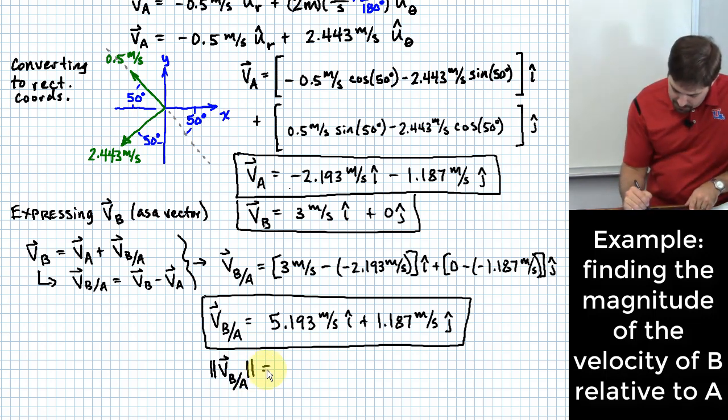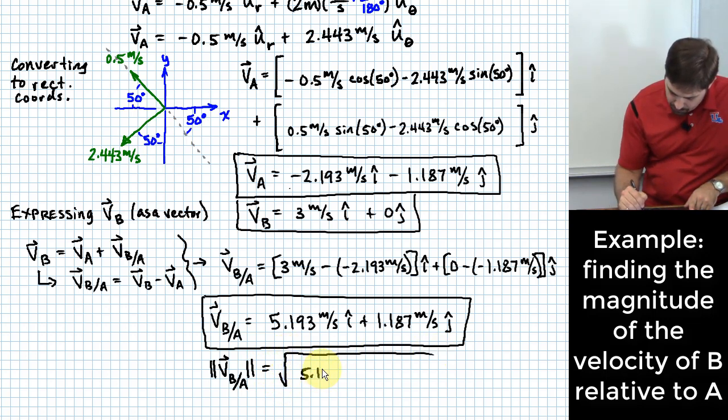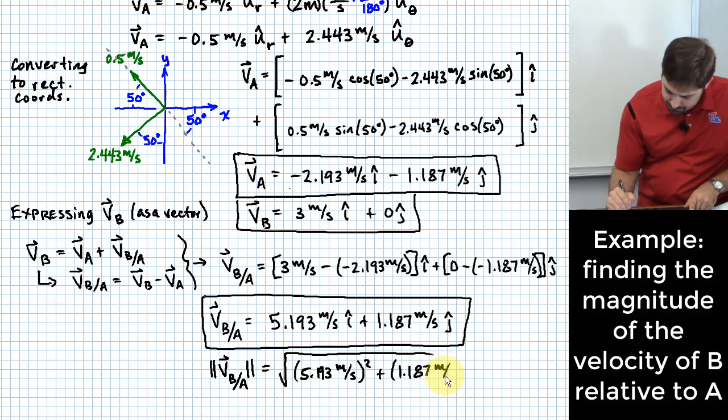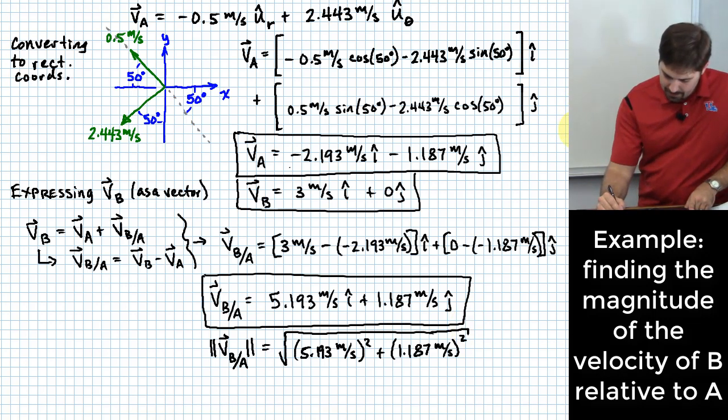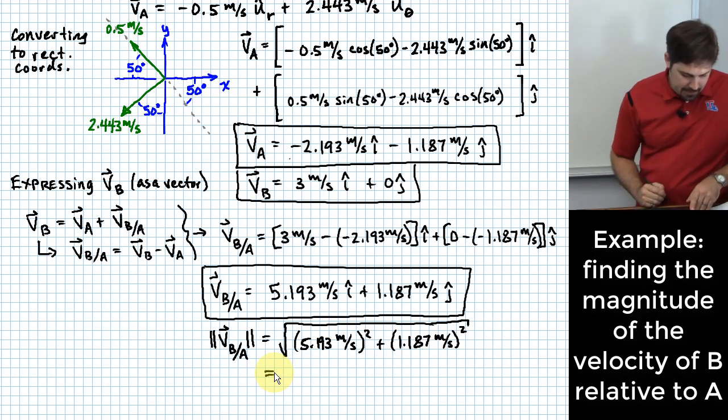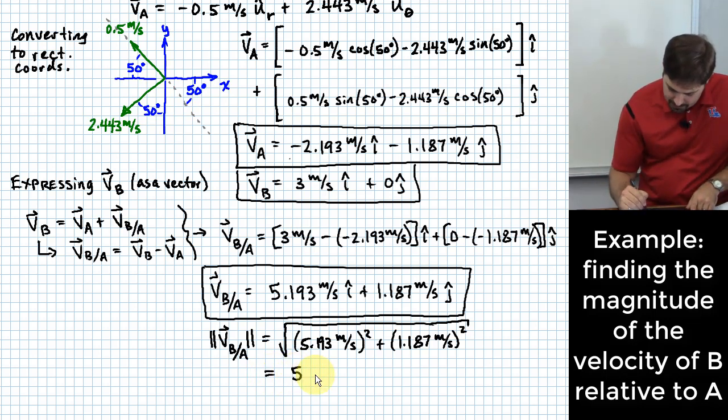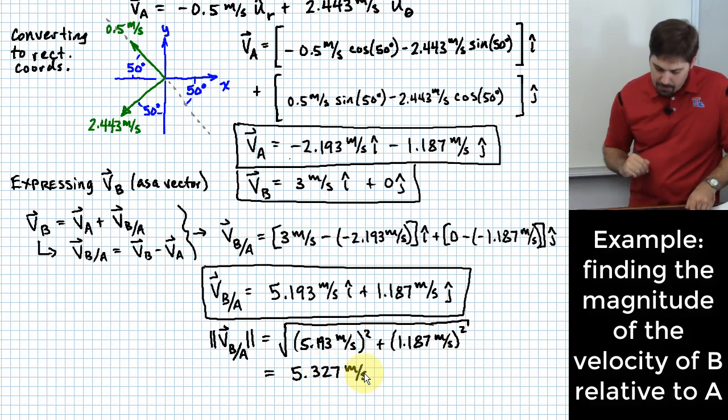So what you would do is you would just take the square root of the sum of the squares, right? 5.193 meters per second, that would be squared, plus 1.187 meters per second squared. And if you punch those in, you will find that it looks like that magnitude is 5.327 meters per second.